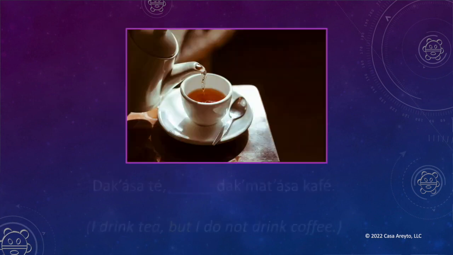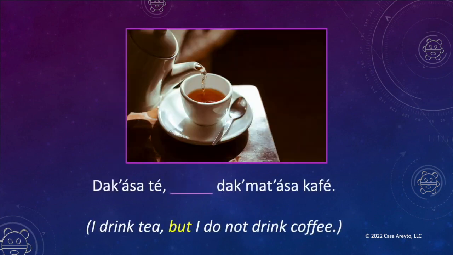Let's take a look at this next picture. Now, the first thing we want to do is look for context clues. There it is. I see mat and not. So I know that we need to use mem, but. Now let's read the sentence. Dak asa te, mem dak mat asa cafe. I drink tea, but I do not drink coffee. Actually, that's a lie. I drink tea and coffee.